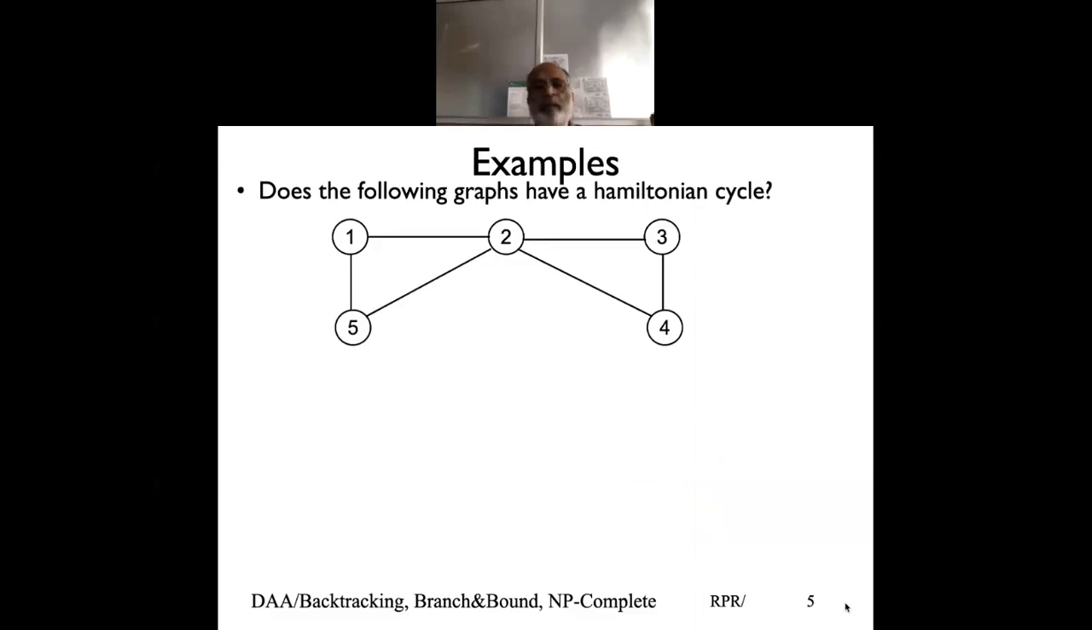Let's look at this graph. Dharna? Chandan? Does this graph have a Hamiltonian cycle?